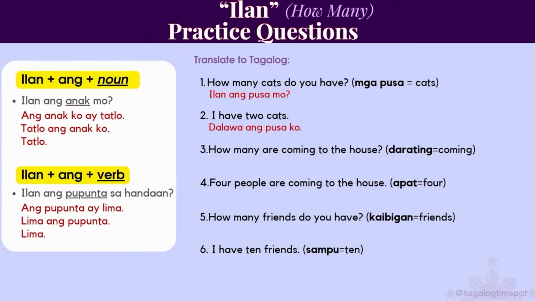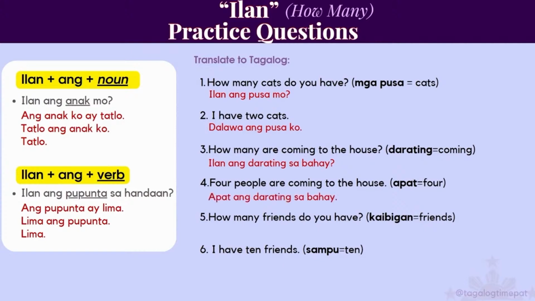Number 3, how many are coming to the house? Darating means coming. So it would be ilan ang darating. So ilan plus ang plus a verb. Ilan ang darating sa bahay.